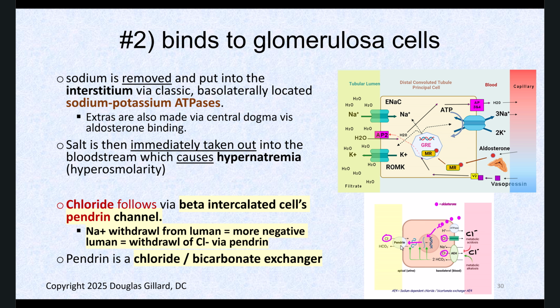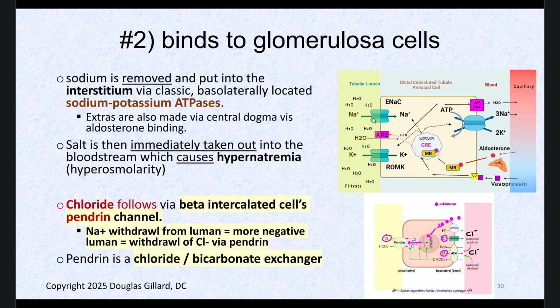And pendrin, it depends on which textbook, how this works. It's now believed that there are mineralocorticoid receptors for aldosterone in these beta intercalated cells. That's kind of in the leading edge of research, but most of the traditional, like Guyton, doesn't acknowledge the existence of it. It just says that pendrin is a chloride bicarbonate exchanger, and that will suck in chloride, kind of chasing sodium.